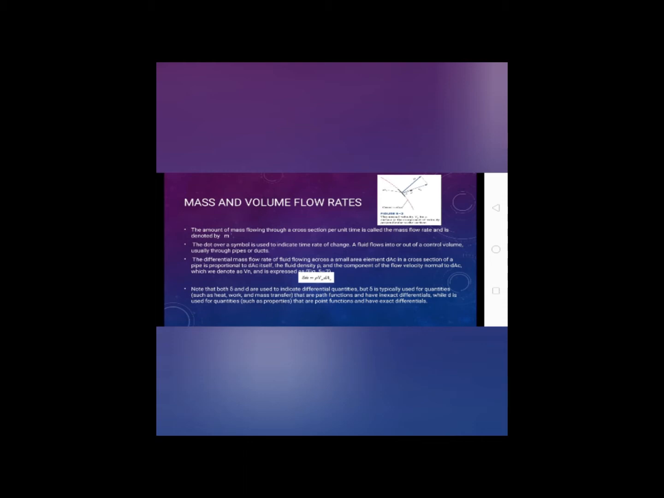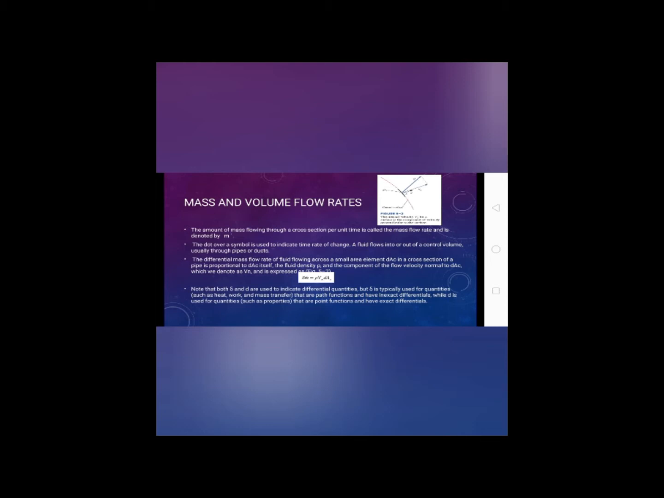The fluid density ρ and the component of the flow velocity normal to dAc, which we denote as Vn, and it is expressed as in Figure 5.2. The normal velocity Vn for a surface is the component of velocity perpendicular to the surface. Delta m dot equals ρ Vn dAc.